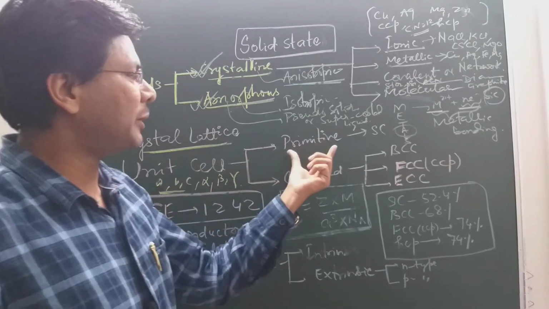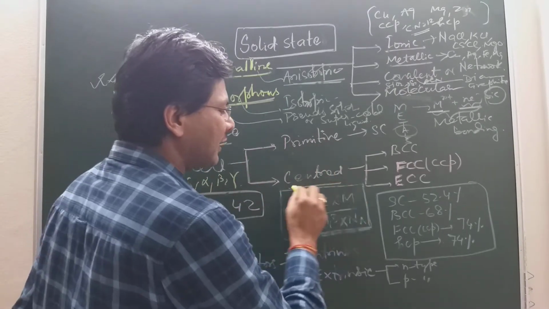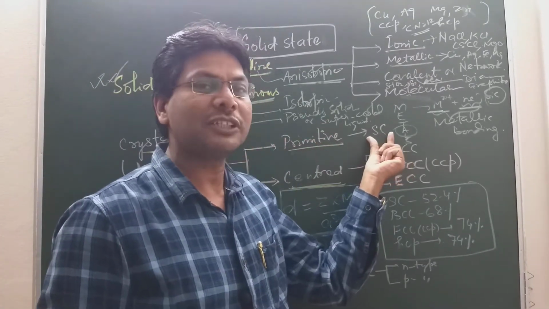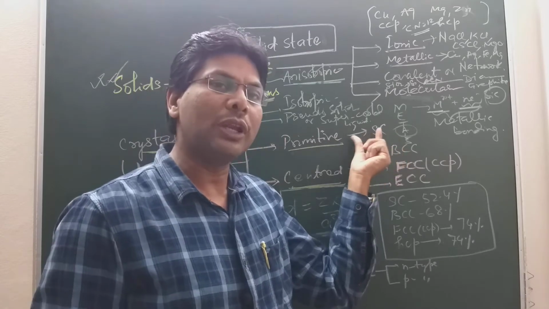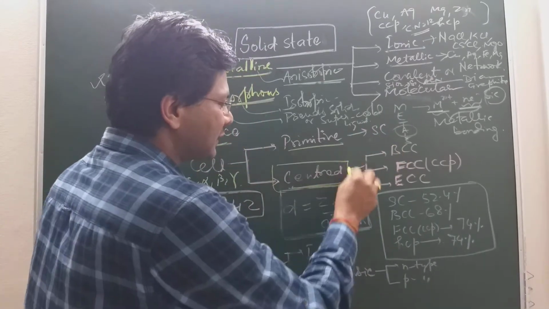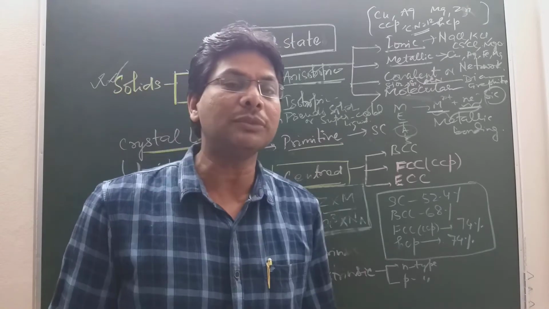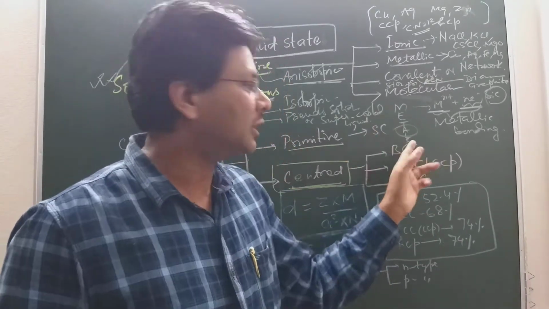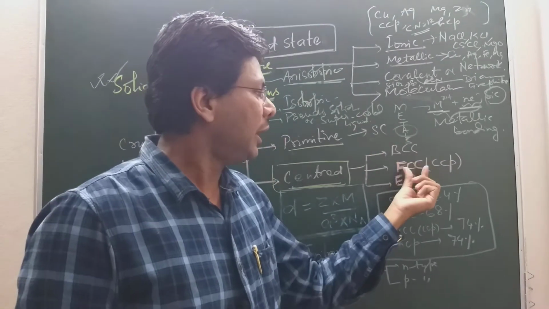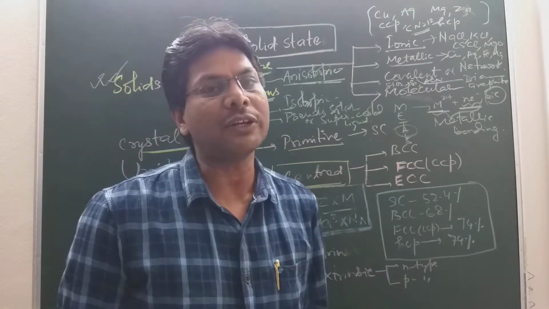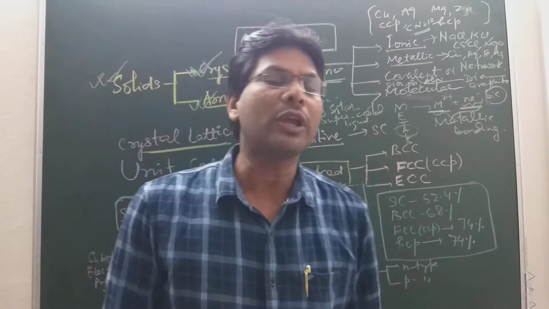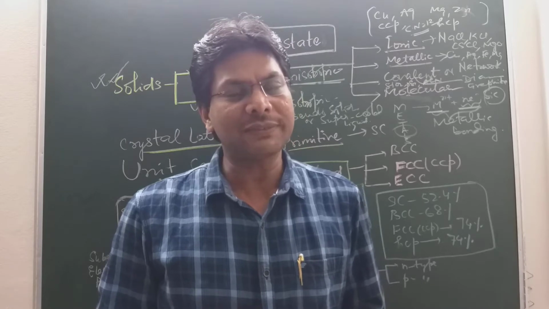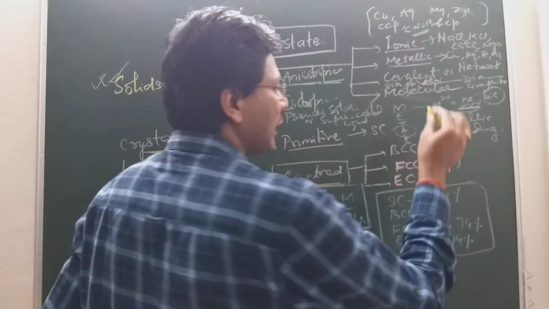Unit cells are basically of two types: primitive unit cell and centered unit cell. Primitive unit cells have atoms only at corners, like simple cubic. Centered unit cells are those which have atoms at corners as well as some other places. What are those places? It can be the body, only one body is possible. FCC has atoms at corners as well as faces. You have to keep in mind that there are 12 edges, 8 corners, 6 faces and 1 body.